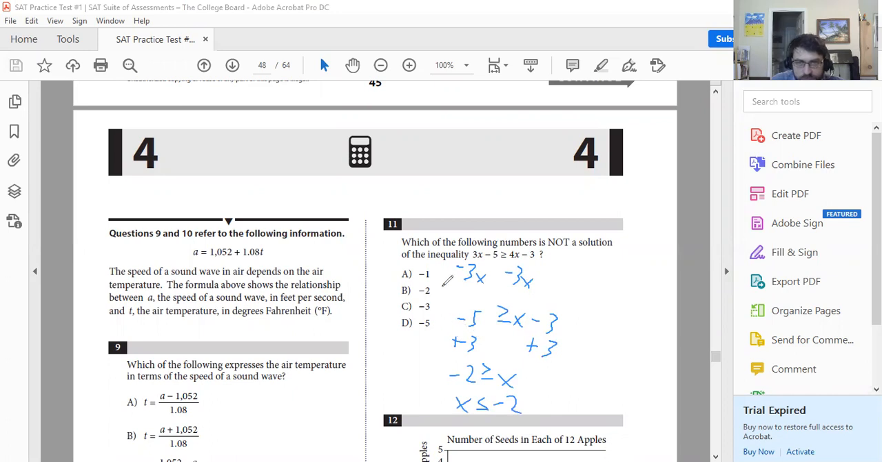So, did I do that right? So, wait. Subtract 3x, x is less than or equal to -2. Yeah, all these will be less than or equal to -2. This one will be greater than -2, so that's our wrong answer.